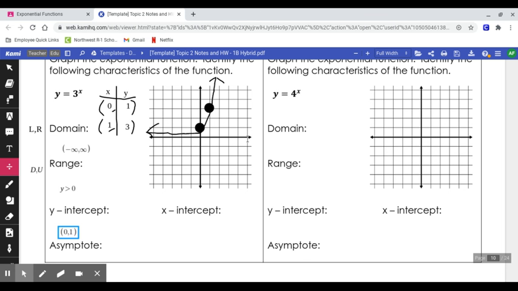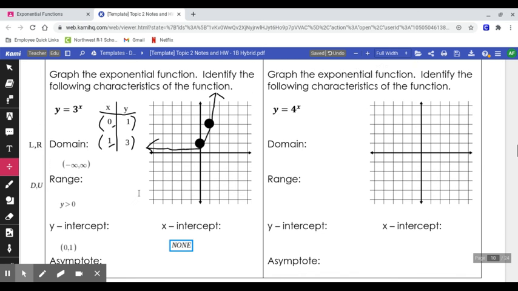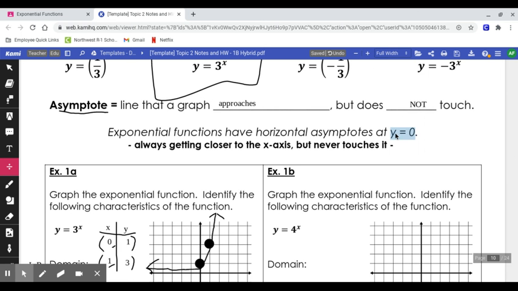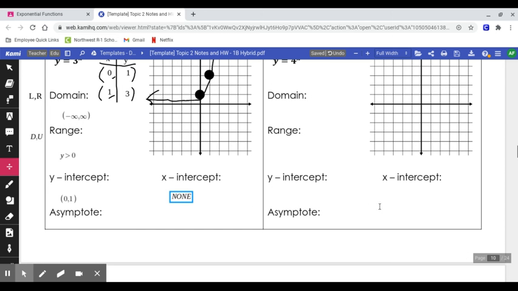The x-intercept is where it crosses the x-axis. Well, we talked about the x-axis being an asymptote, so really it never crosses this x-axis. It just hovers right above it. So the x-intercept is non-existent. We can say none, or NA. There is no x-intercept. And your asymptote, what we talked about, if you come back up to the top, your asymptote is always at y equals 0. So our asymptote is y equals 0.